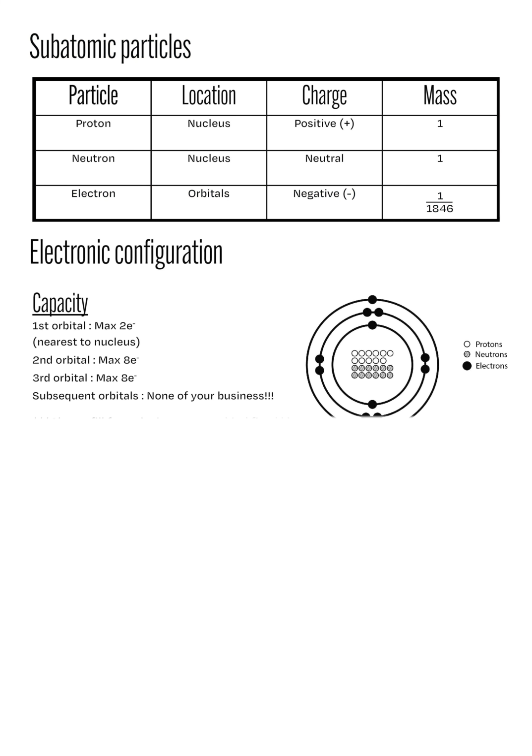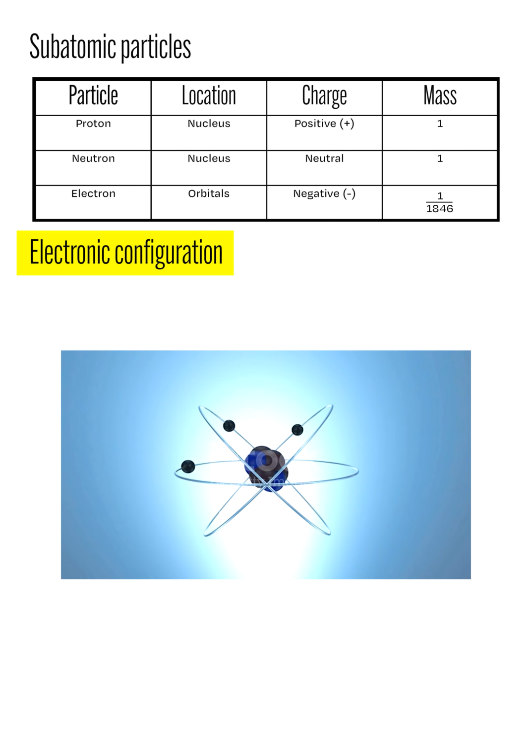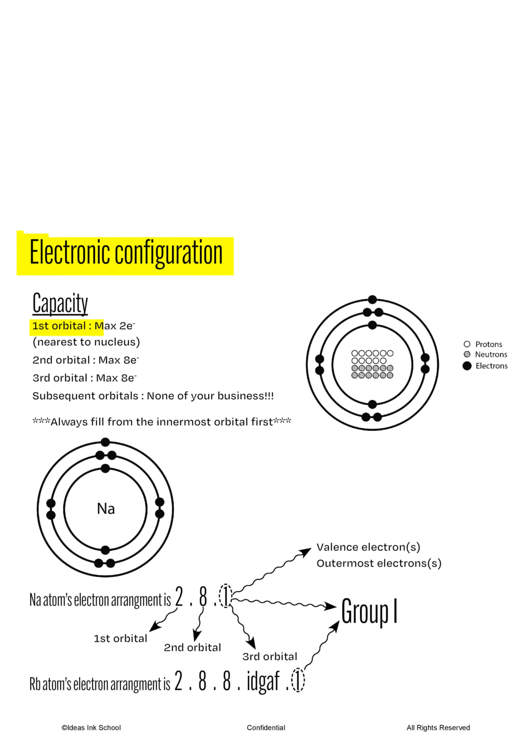In the next part of the chapter, we will be talking about how electrons are arranged in an atom. Note that electron orbitals are imaginary rings that surround the nucleus. The first orbital, which is the closest to the nucleus, can store a maximum of 2 electrons, while the second and third orbitals can store 8 electrons each. Please note that the storage capacity of subsequent orbitals will not be explored in this chapter.